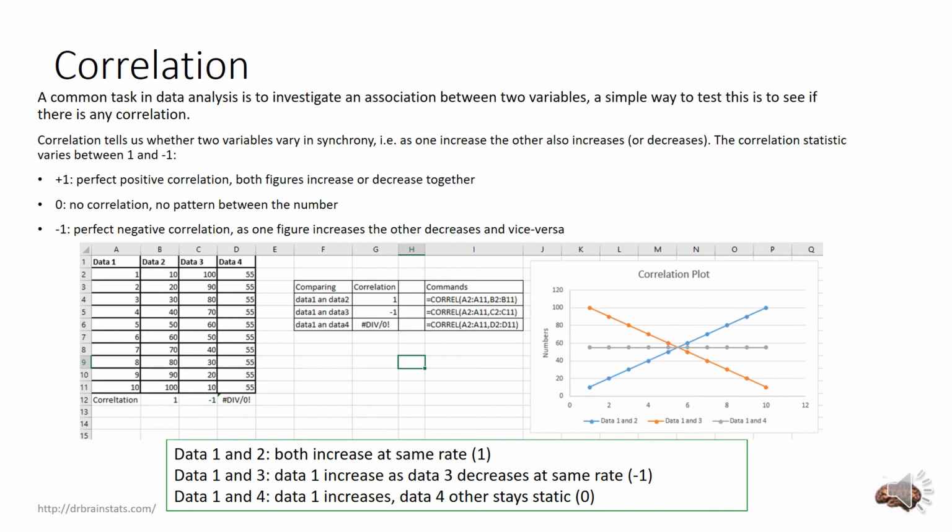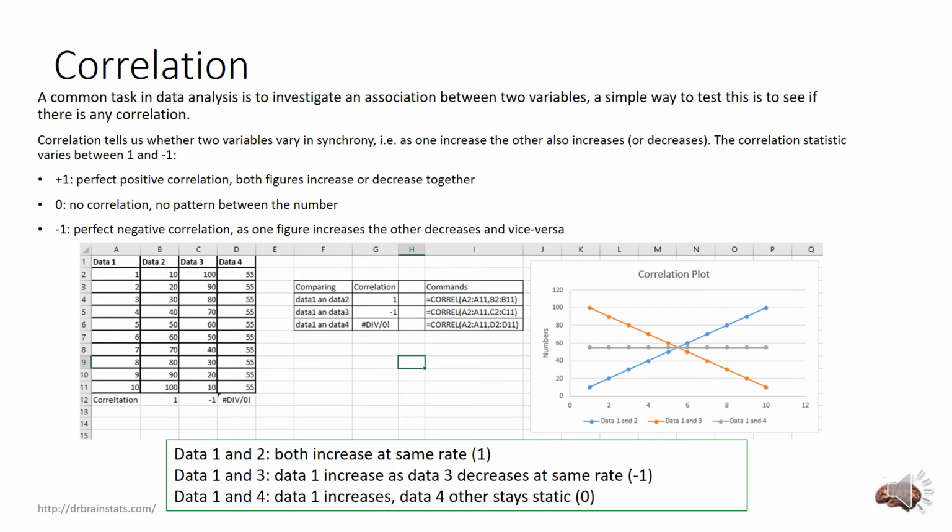So using the Excel sheet I have pasted onto this PowerPoint slide, we can see that data 1 and data 2 both increase at the same rate. So therefore they are perfectly correlated. And there's the command in the cell there, CORREL, open bracket. As you see, you've got A2 colon A11. That's my first cell block.